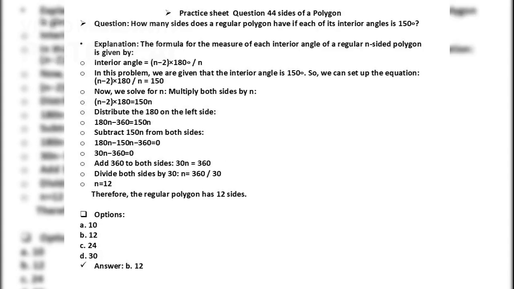How many sides does a regular polygon have if each of its interior angles is 150 degrees? We use the formula for the measure of each interior angle to solve this.